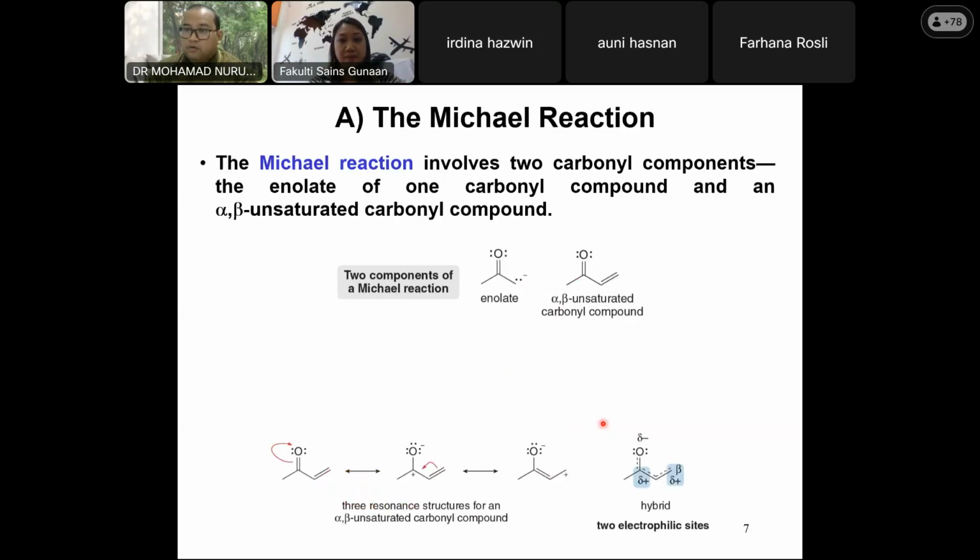For the Michael reaction, it involves 2 carbonyl components. Anybody who has lecture notes, you can highlight here. It involves 2 carbonyl components: the enolate of 1 carbonyl compound and an alpha-beta unsaturated carbonyl compound. So for the Michael reaction, there are 2 elements. The first one is the enolate, which is the nucleophile. You can write here, nucleophile.